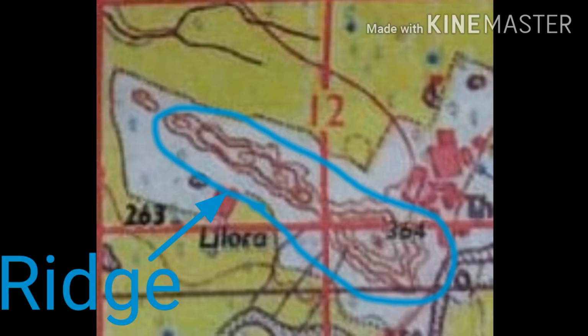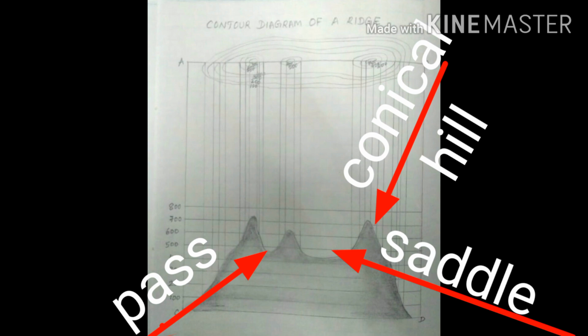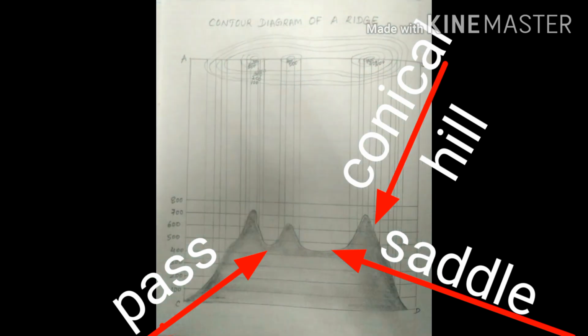In this fraction of a topo sheet, the part of the contour lines marked within the blue line is a ridge. A ridge has many sub-features like conical hill, saddle, pass, etc.